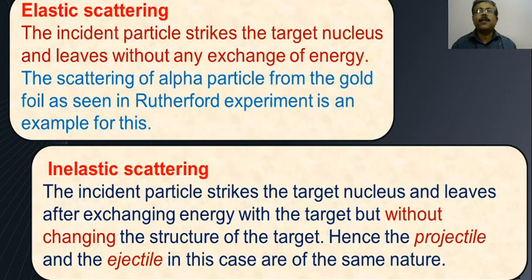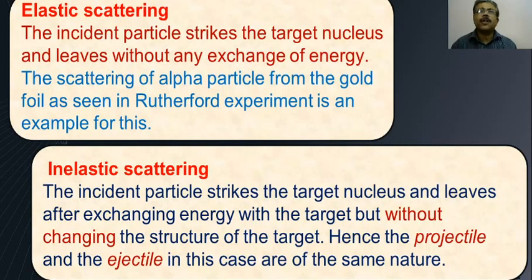Now, depending upon the energy exchange, it is also possible for us to have two distinct types of nuclear reactions. One we call elastic scattering. Here, the incident particle strikes the target nucleus and leaves without any exchange of energy. You can see this in the alpha scattering of Rutherford, where many alpha particles were just moving aside, changing direction from the target gold foil. This is an example of elastic scattering.